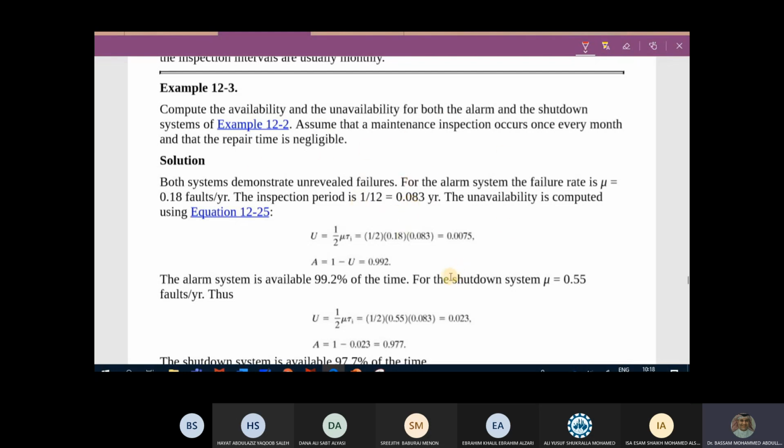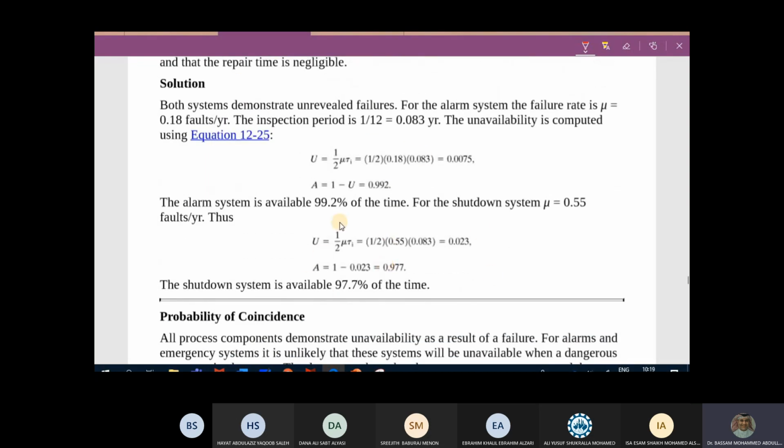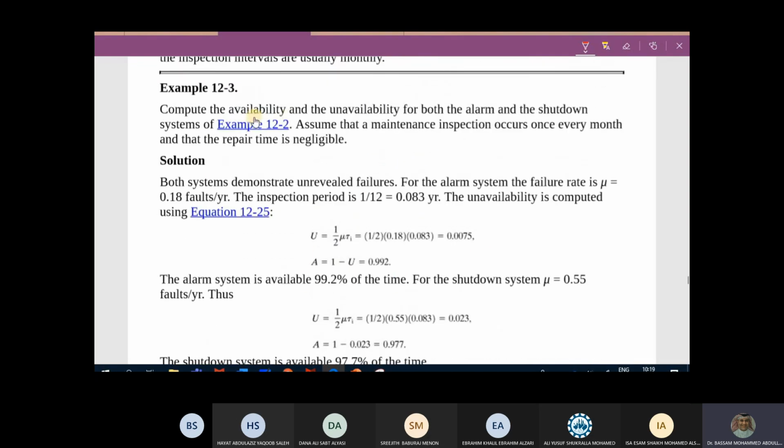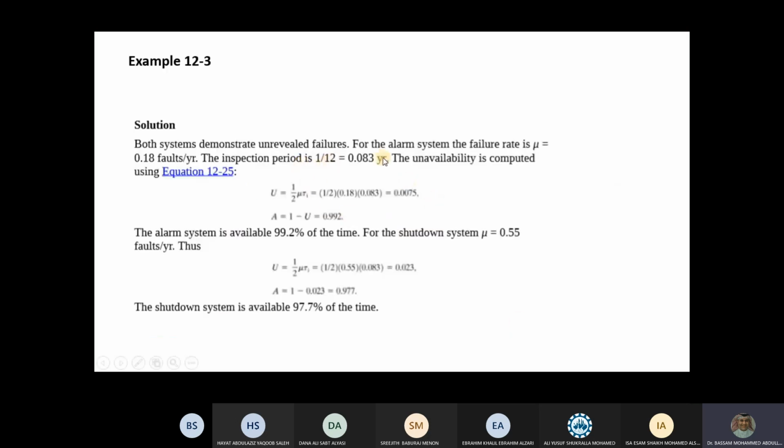Then I just solved 12.2, which is the example that we wanted to solve actually, because this part that I will not cover talks about availability and unavailability for both the alarm and the shutdown system. There is something called availability and unavailability. I did not take that, and it's just to keep things easier for you. I just decided that I will not cover that. So here I think we meant that we have example 12.2 rather than example 12.1.